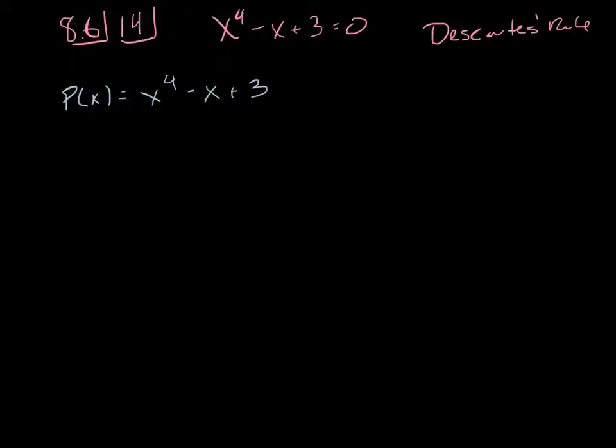P of x talks about positive real numbers, so we look at the number of sign changes. There are 2 sign changes. So that means we have 2 or 0 positive real roots.